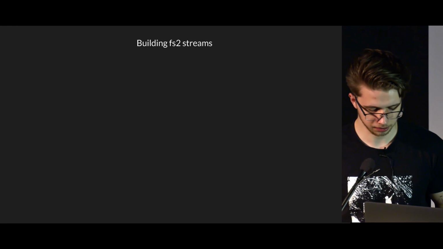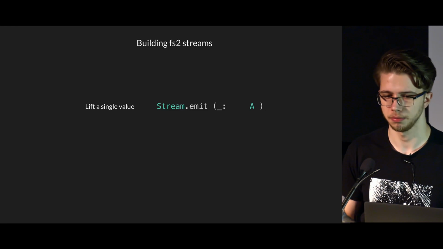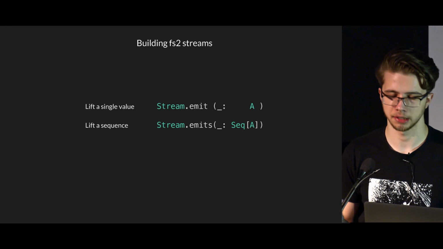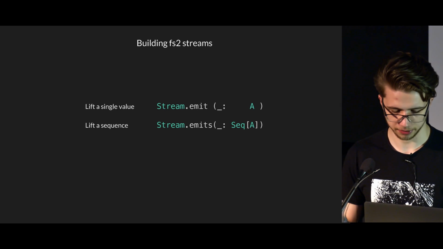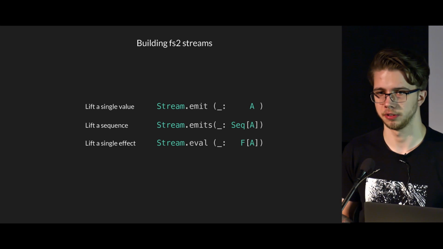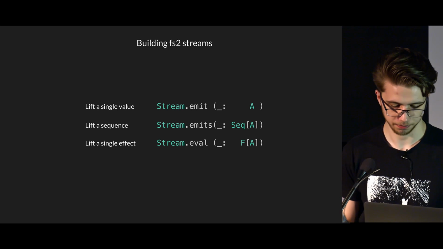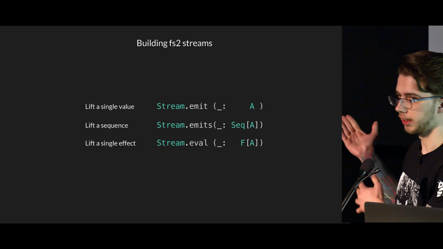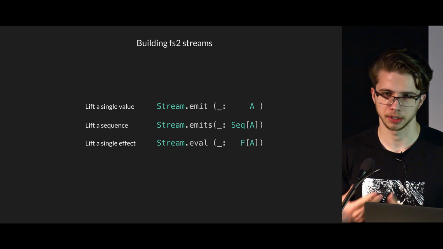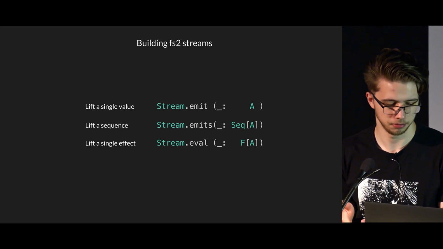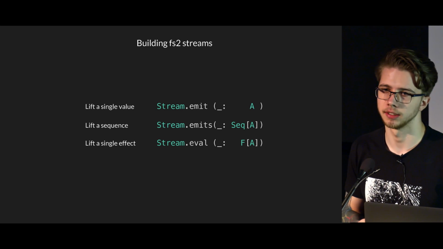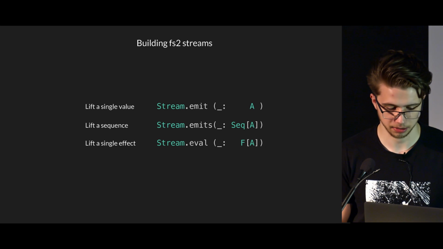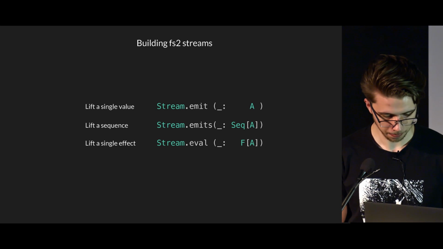In the simplest case, we can lift a single value. We can lift a sequence of values, any sequence of values. Or we can lift an effect that will produce one value. And these are all finite streams, so we can run them and they will eventually complete pretty fast, I assume. Unless, of course, this effect runs forever, which is a perfectly fine use case as well.